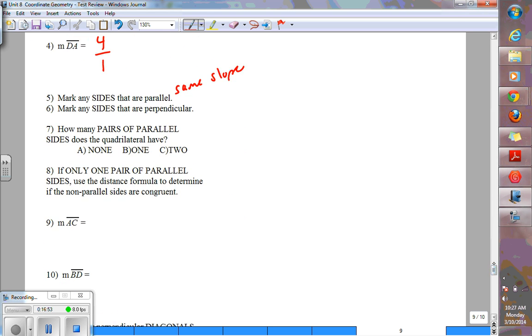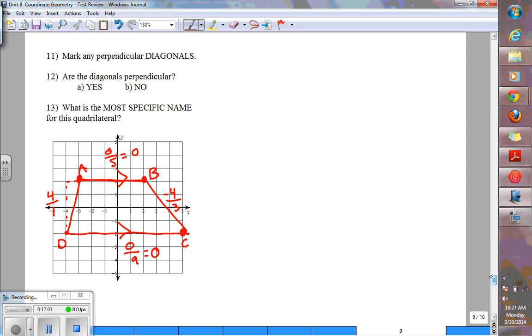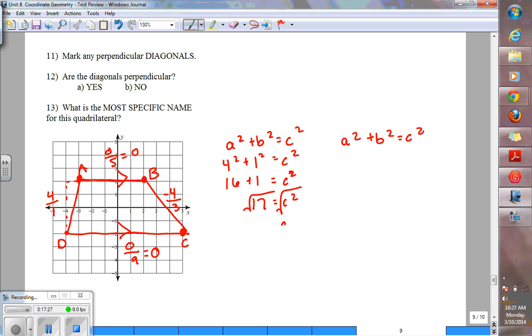Okay, how many pairs of parallel sides do we have? We have one pair of parallel sides, which means we do need to test the non-parallel sides to see if they're the same length. So we got to use our distance formula here. So we can use our slopes triangle. So I got a 4 side and a 1 side. 4 squared is 16, 1 squared is 1. So 16 plus 1 is 17. So C is equal to the square root of 17 over here.